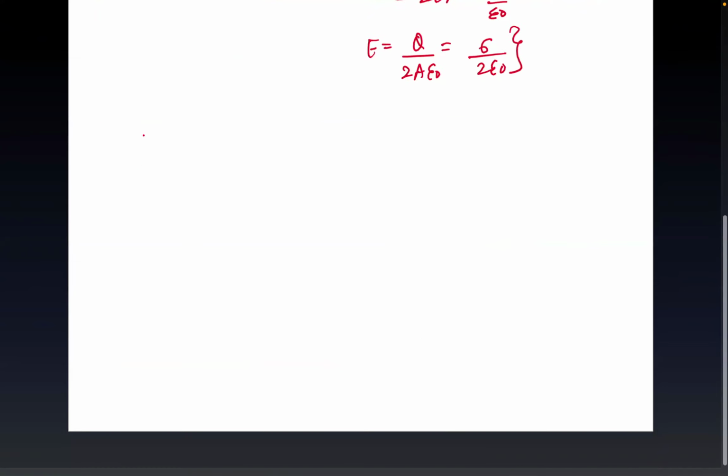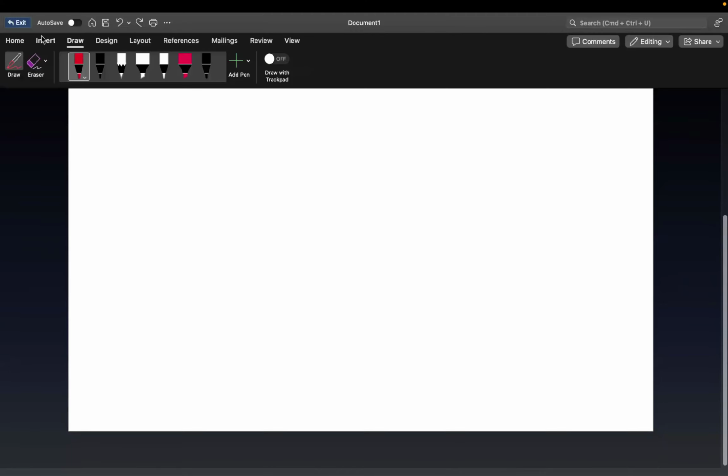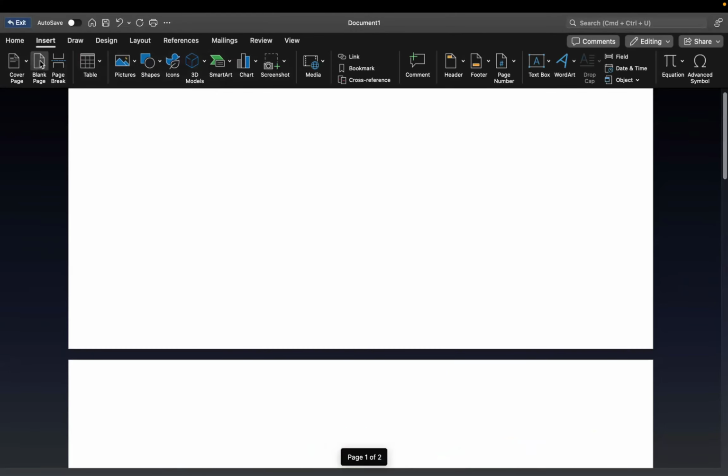Okay, now we can move to the parallel plate capacitor. Before that, sorry, I'll just use some more pages.